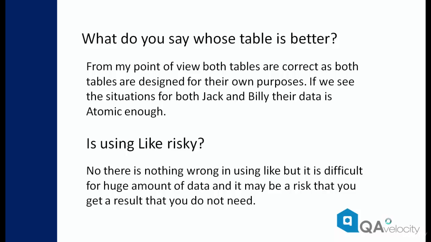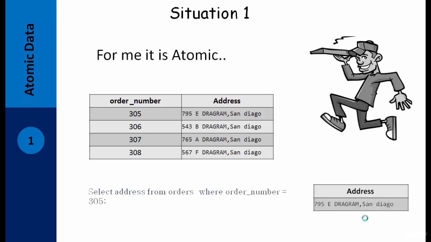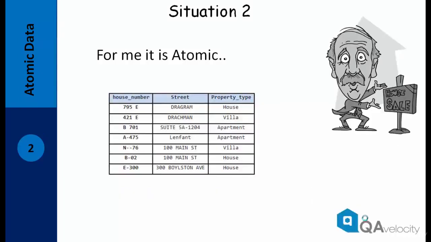Alright, you are not able to understand what I am trying to say. Let's take two situations. For a pizza delivery boy, he just needs the street number and complete address in a single column. So for him, this order table is atomic enough. He can just search for his orders and get his result. He just needs to directly write select address from orders where order number equal to 305 and he would get his address. But on the other hand, a real estate agent might want to have a separate column for house number because he wants to write select property type from properties where street is 100 Main Street. So for both situations, the table is atomic enough for the people who are using it.